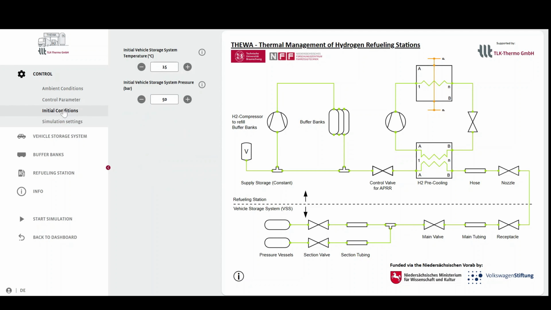In addition, you can set the initial conditions which will be considered at each start of a vehicle refueling by setting the initial temperature and pressure of a vehicle storage system. Last but not least, you can decide when the simulation should be stopped, and you can choose an output interval for the results.